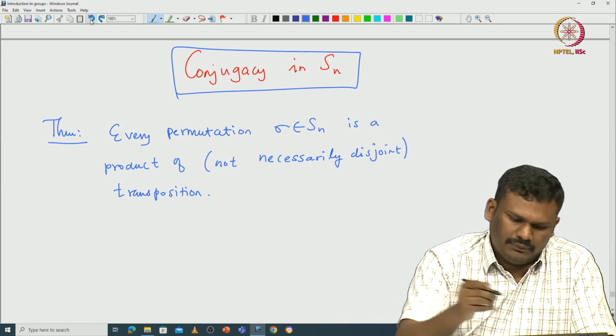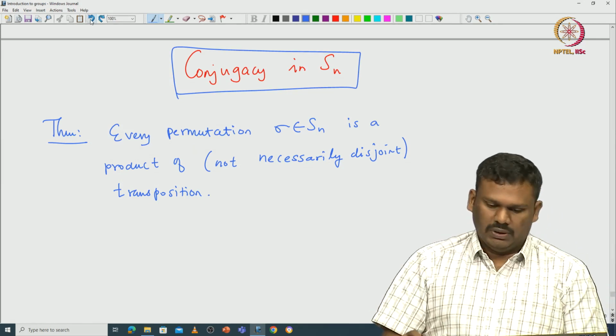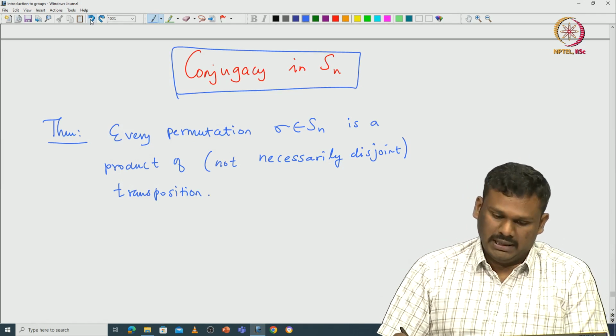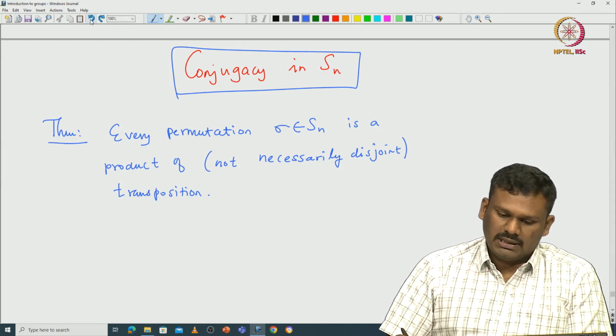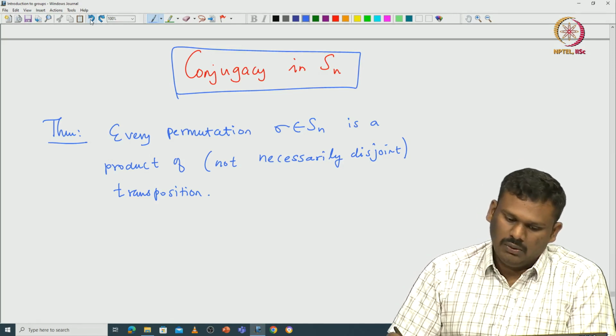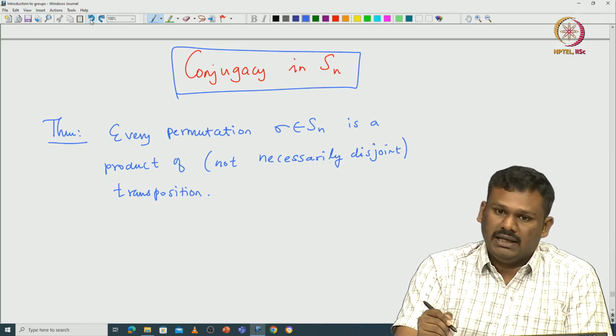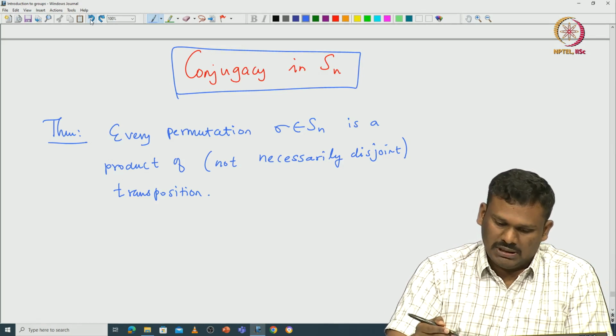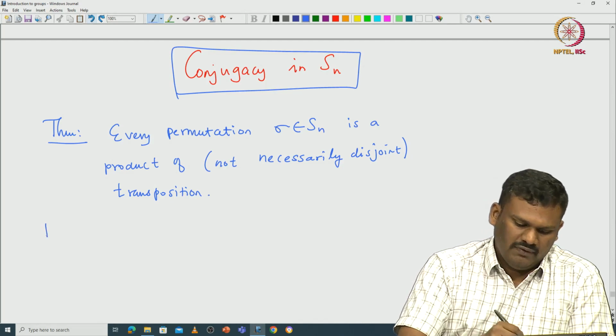Now let us see how one can prove that. This is just a corollary of what we have proved earlier. Given a permutation, you can write it as a product of disjoint cycles. Now if you are able to write a given cycle as a product of transpositions, then we are done. So we will do that.